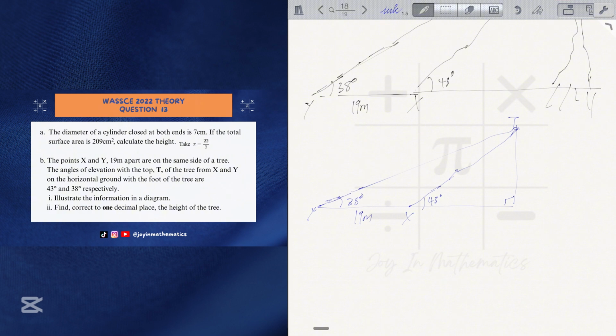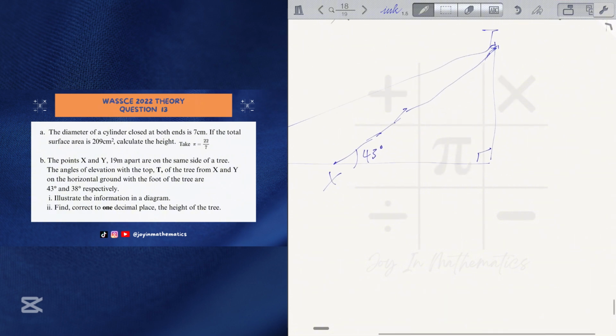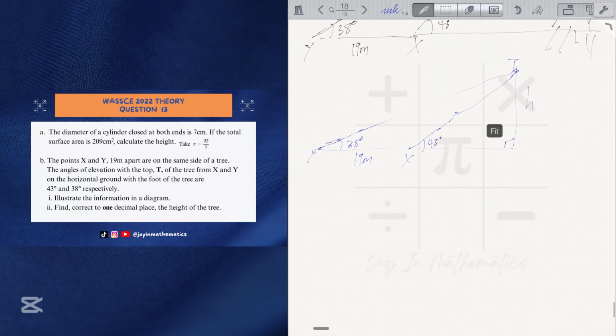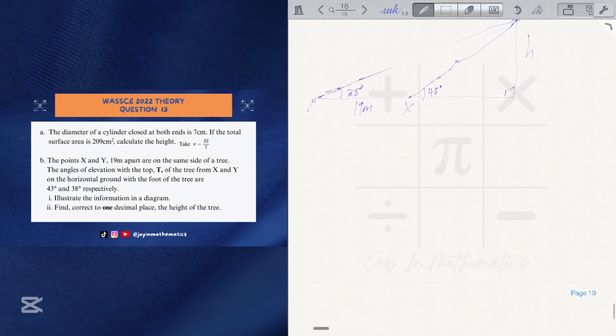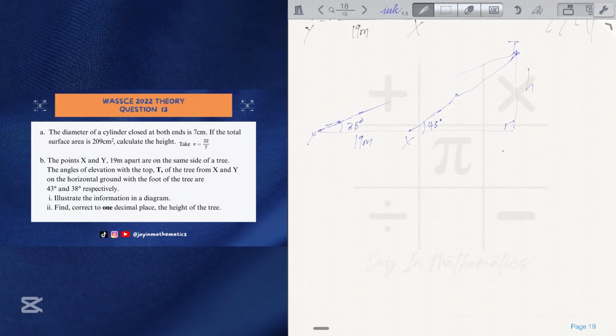The question now says we should find, correct to 1 decimal place, the height of the tree. So you are looking for h. How do we find the height of the tree? Now let's split this diagram into two. The first, we are going to consider point x first, and the second diagram will consider point y, which is longer than x.